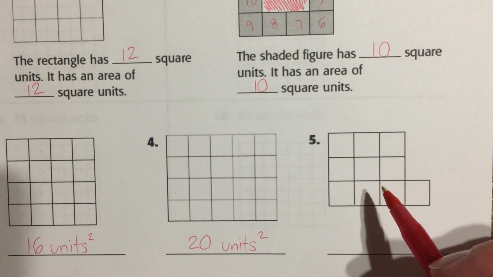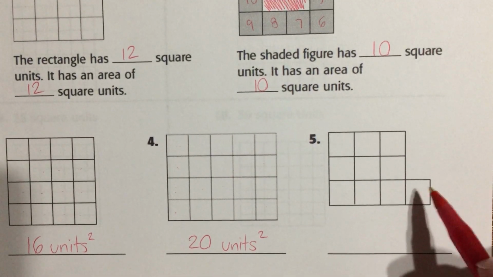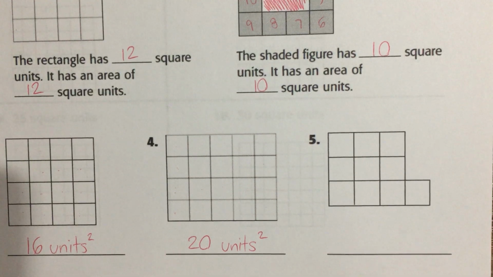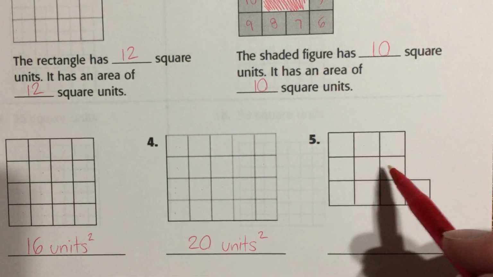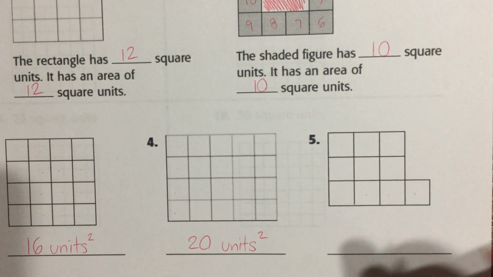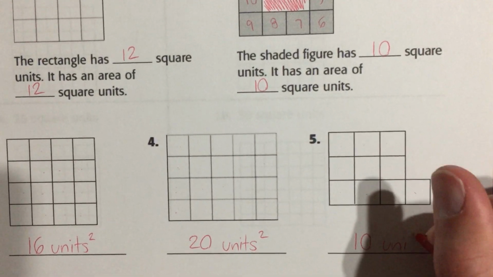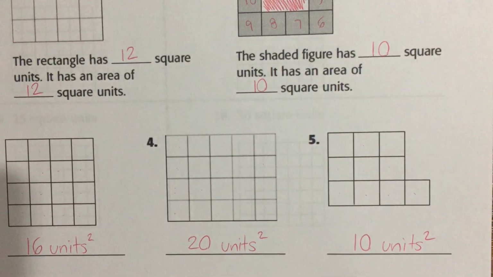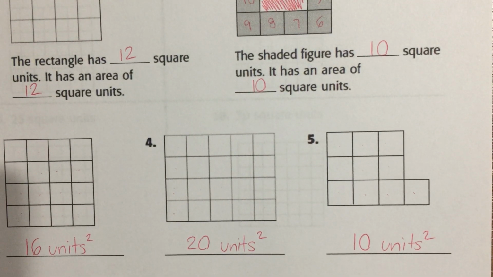Now this one, we don't have a normal shape. We got this little guy just sticking out right over here. So we have to count the squares. Let's do that. 1, 2, 3, 4, 5, 6, 7, 8, 9, 10 squares. Which tells me there are 10 square units, or 10 units squared in that shape. Easy enough, right?